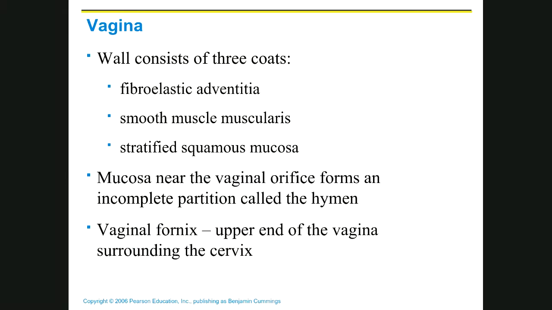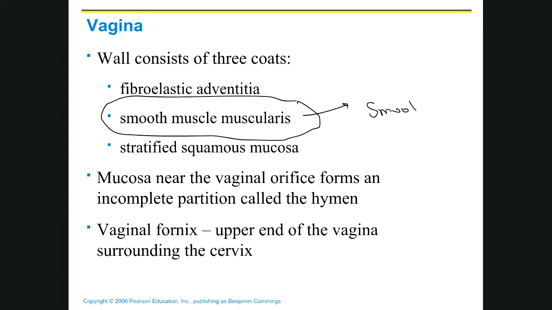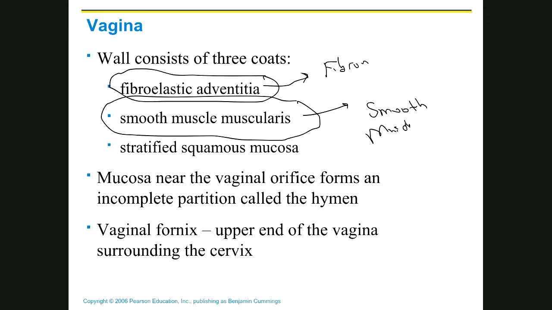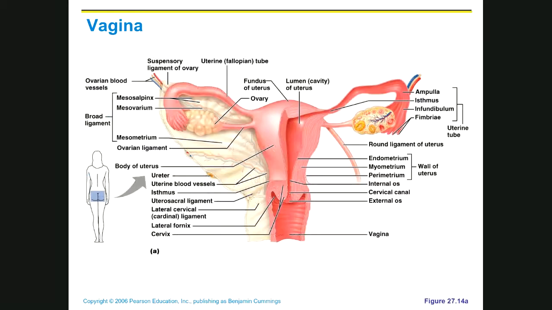And then there's a middle layer, and the middle layer is smooth muscle. And so, just like anywhere else, smooth muscle can contract. And then finally, there's an outer layer, which is called an adventitia, and it's fibrous connective tissue. It also has a lot of elastin in it. And so it's strong, but it's also stretchy. So when you look at it, it looks like this.